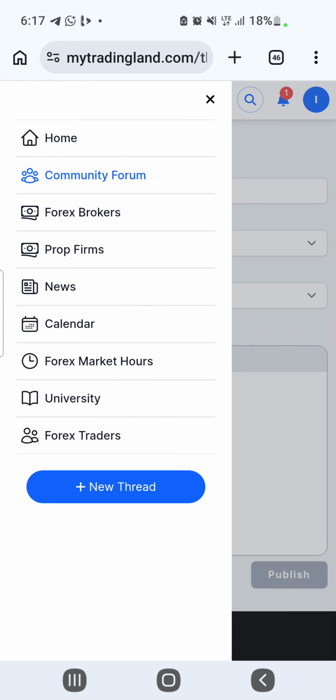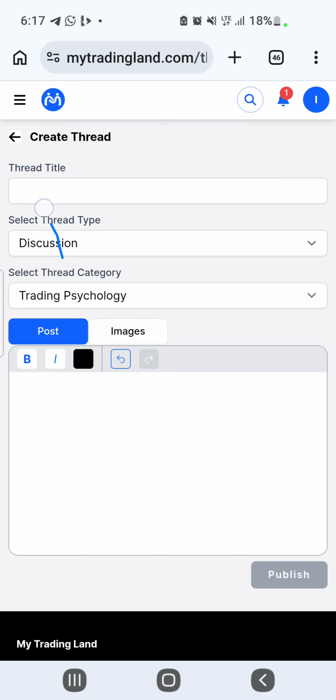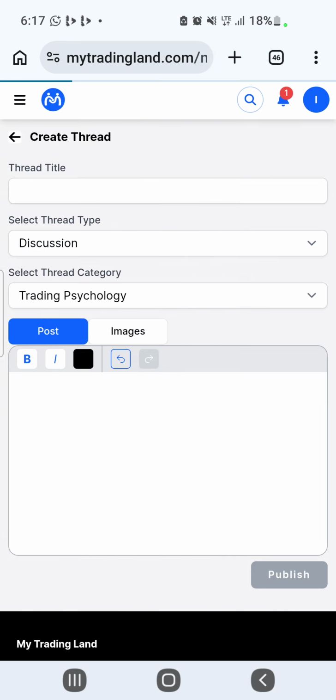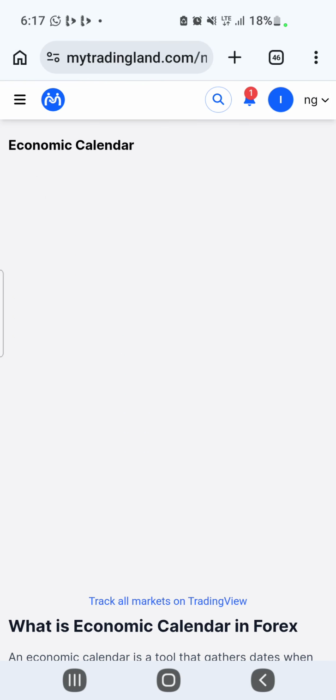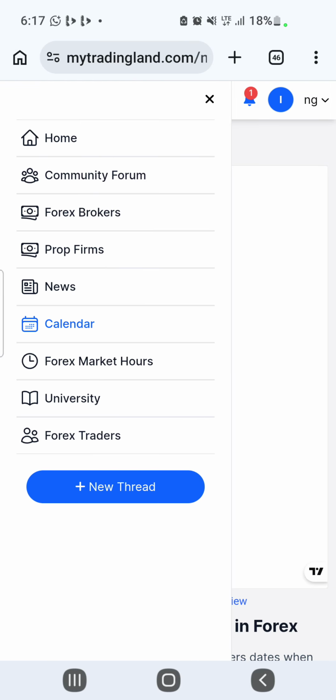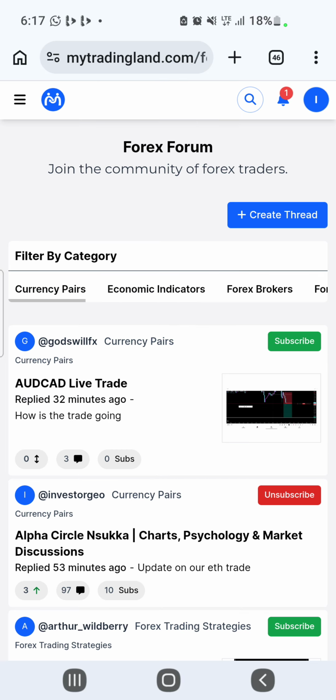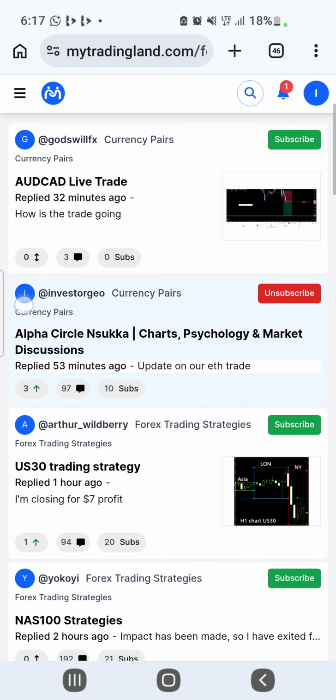Then if you look here, if you click at the upper left-hand corner, you're going to see a three-dotted line. So here you can also view other things. You can view calendars in terms of news and economic news, all that. Then you can also view a forex community forum. You can view different communities and people engaging.